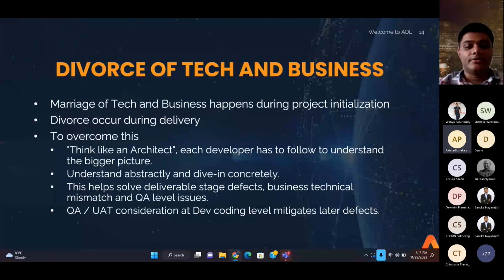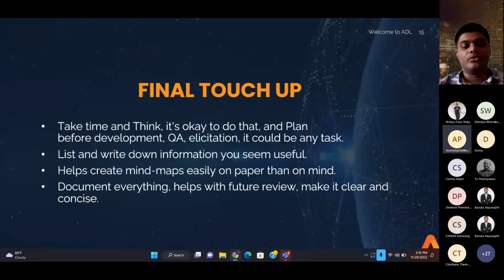So, final touch up, we would see: take time and think. It's okay to do that. That is like plan before development, QA, elicitation. It could be any task. Just take time and plan. Because if you do not plan, then you are planning to fail. So therefore, just plan, take time and think. That's completely okay. And allocate time for that.